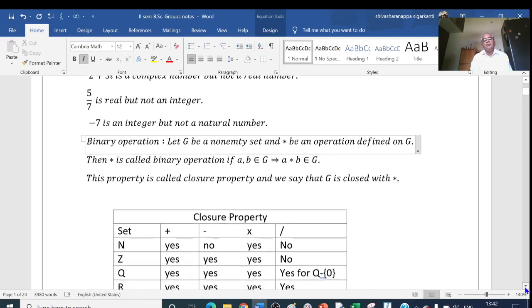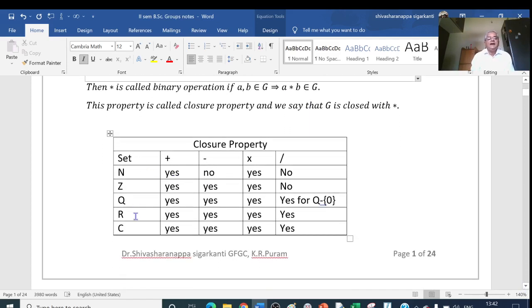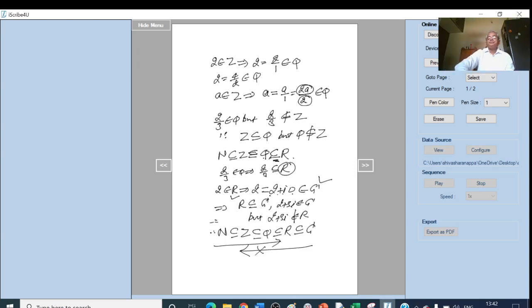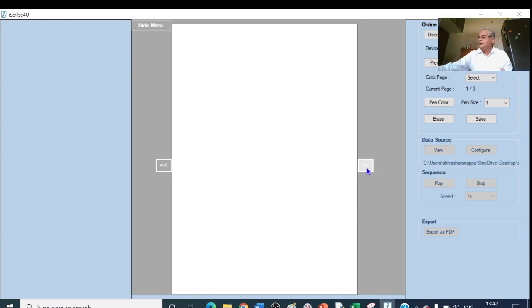Now let me consider some examples. I will consider some sets and operations, and verify whether they are binary operations or not. First I will consider N, the set of natural numbers, and on this set N I will take plus, minus, multiplication and division. N is equal to 1, 2, 3, 4, 5, 6 up to infinity. So this is our N.